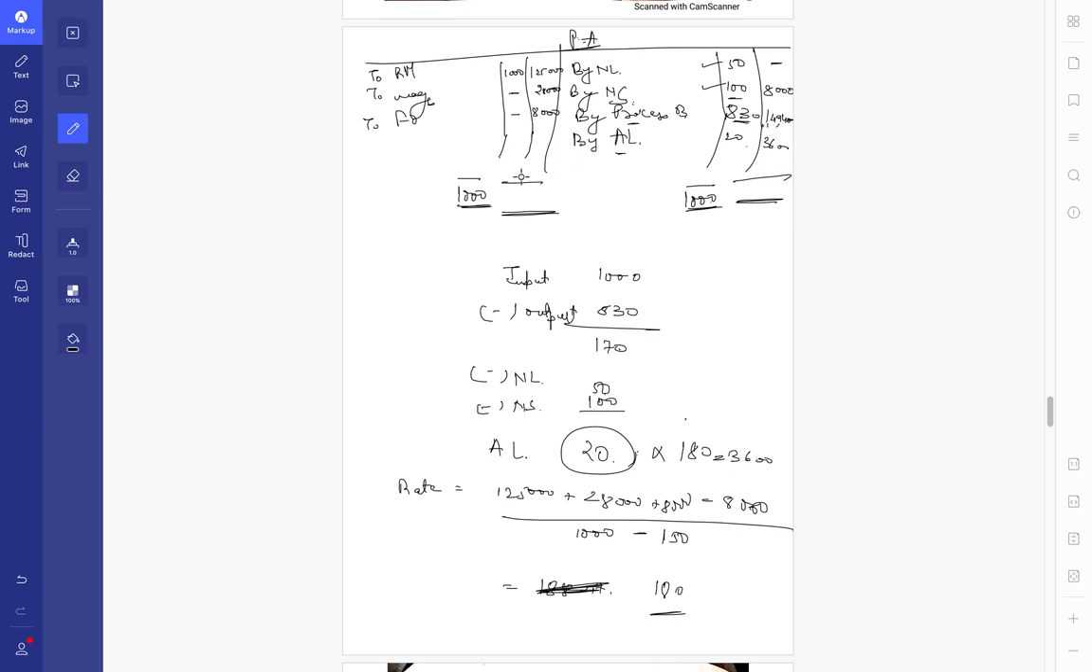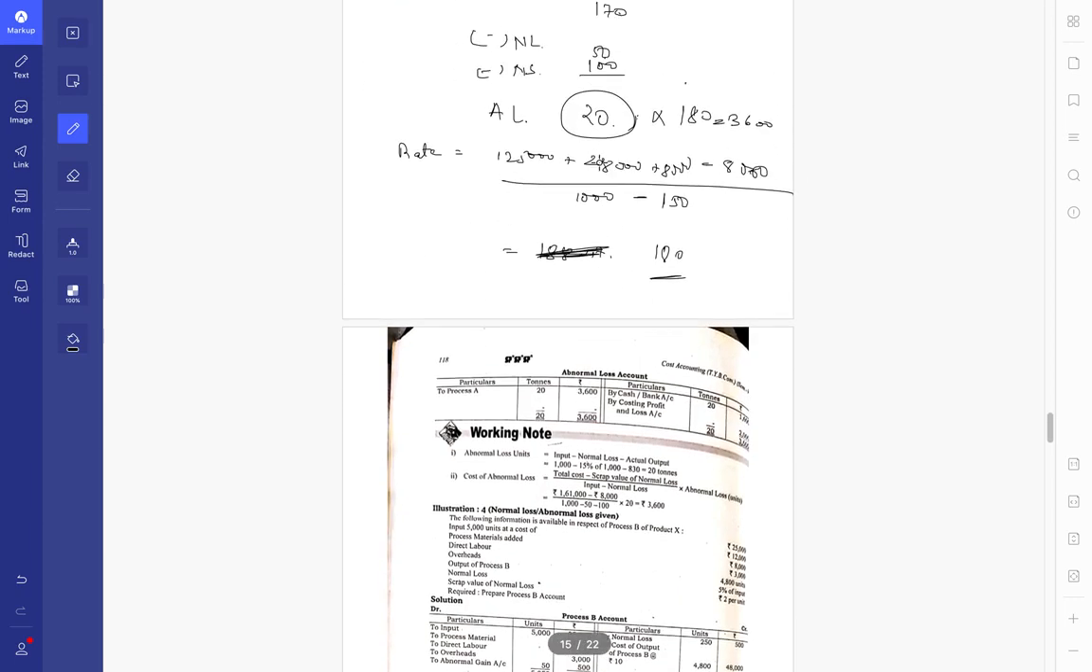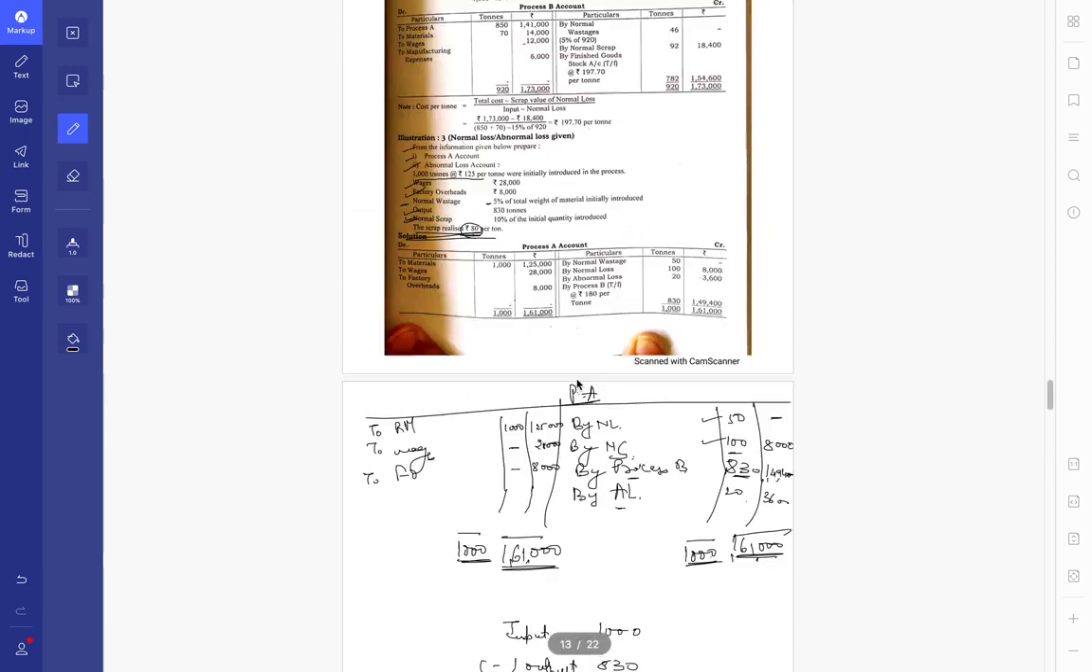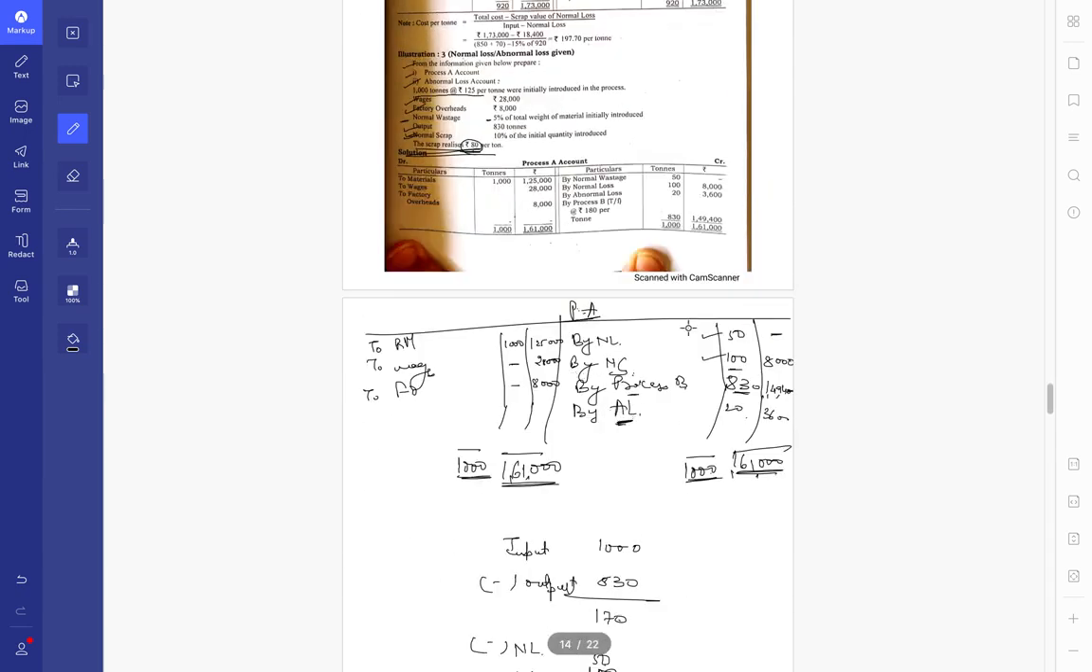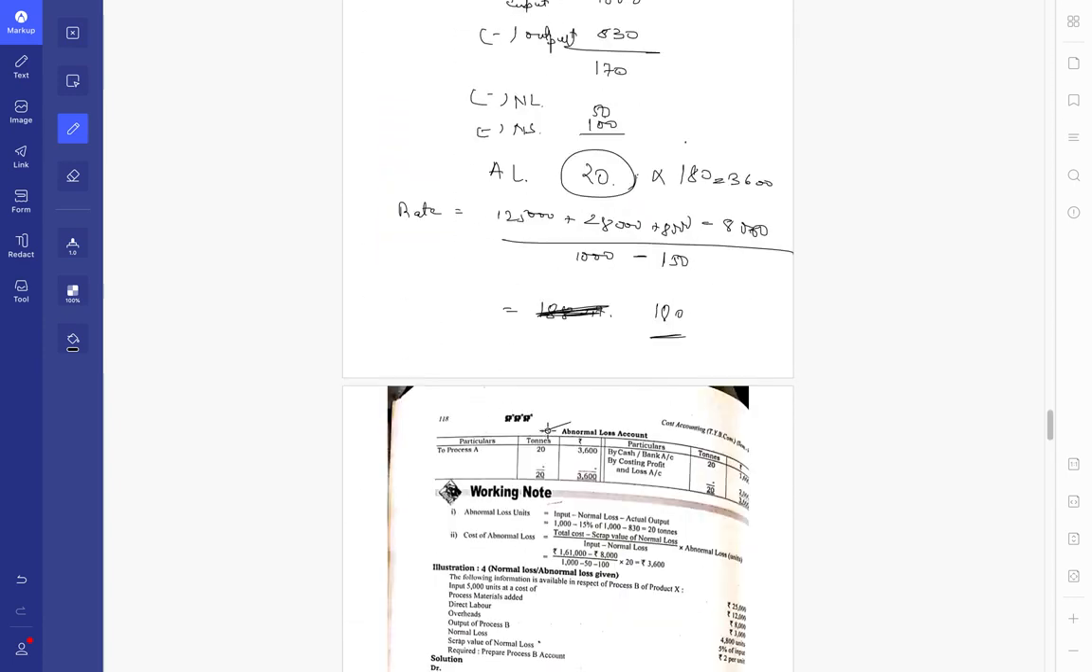When you total it, the totaling will be the same, 125 plus 28 plus 8,000, 161, and on the other side again 161. You can check the totaling for yourself. And as for the abnormal loss account, I'll just explain it from here. We wrote the abnormal loss on the credit side of process A account. So on the debit side of abnormal loss account, we are going to have to process A account, 20 tons, total rate 3,600.